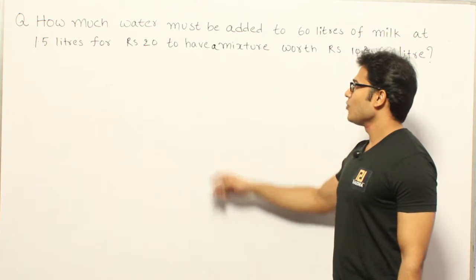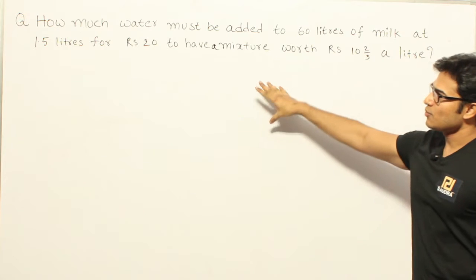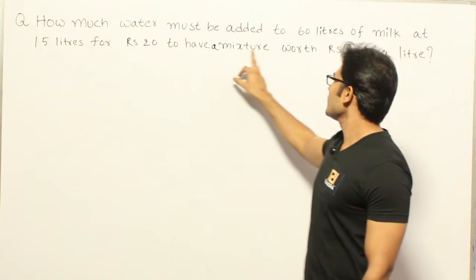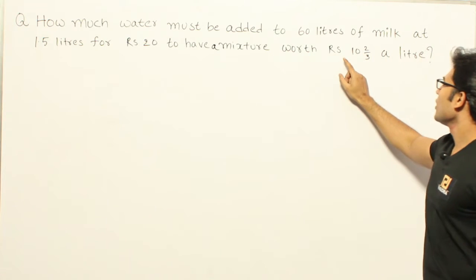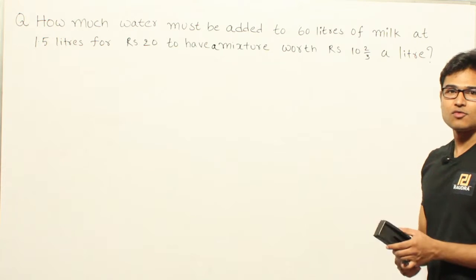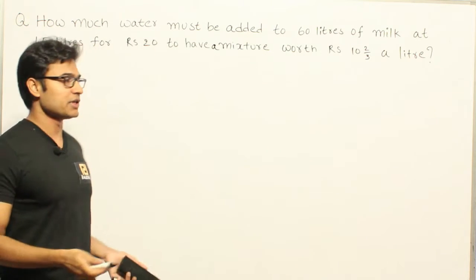See this question: how much water must be added to 60 liters of milk at 1.5 liters for 20 rupees to have a mixture worth 10 2/3 rupees a liter? So what they are trying to say here is, you can pause the video and read the question. I'll explain what it is.